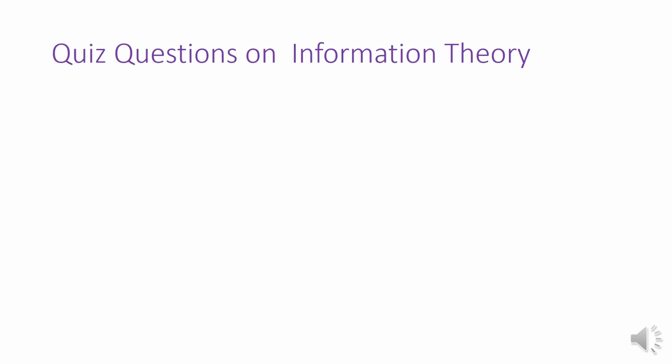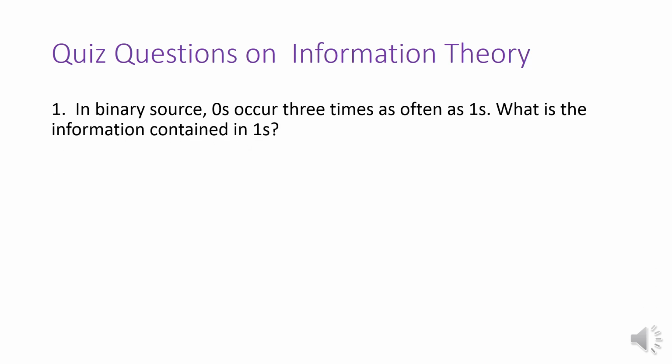After completing this, the quiz question based on information theory is: in a binary source, zeros occur 3 times as often as ones. What is the information contained in the ones?